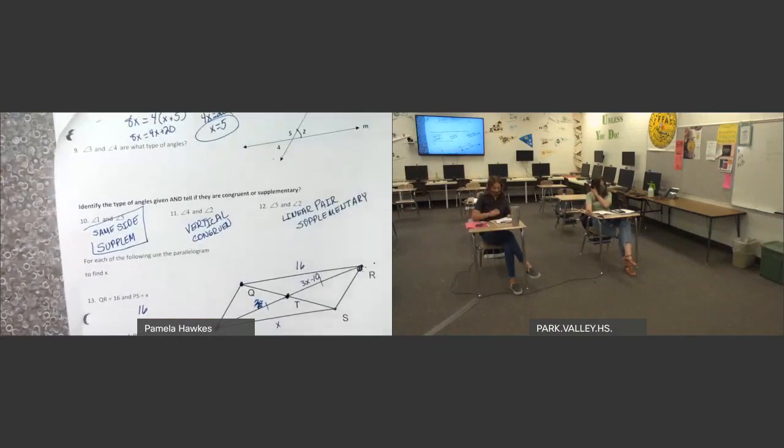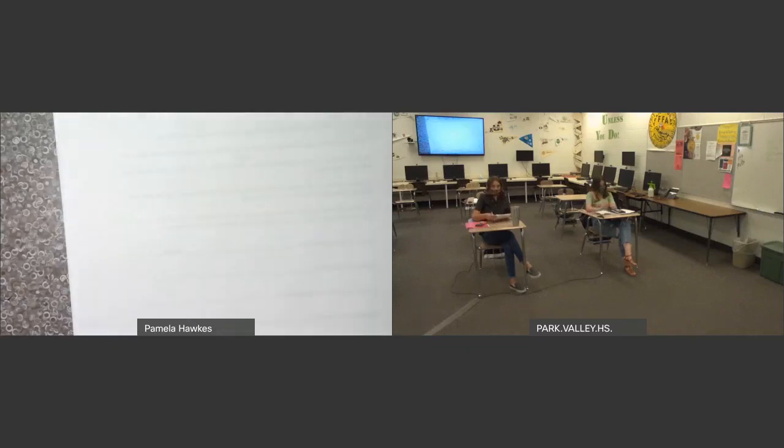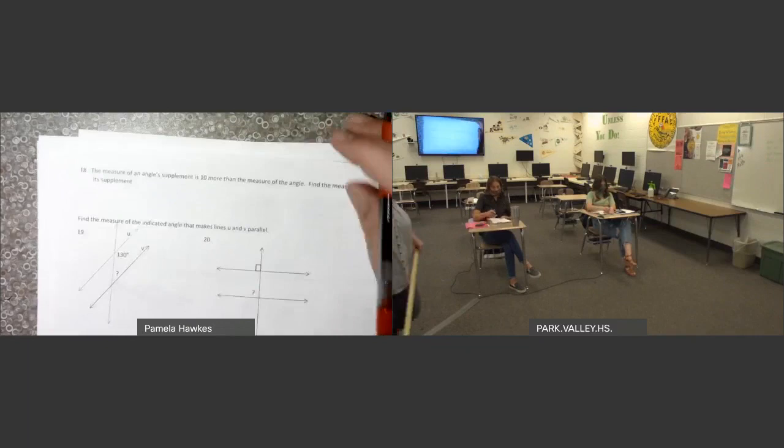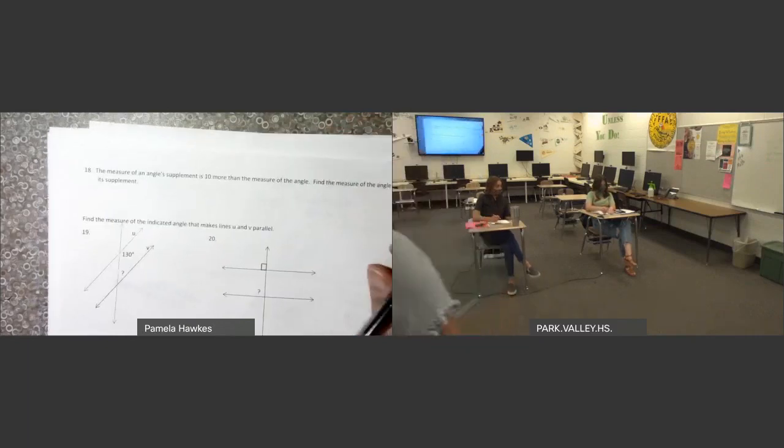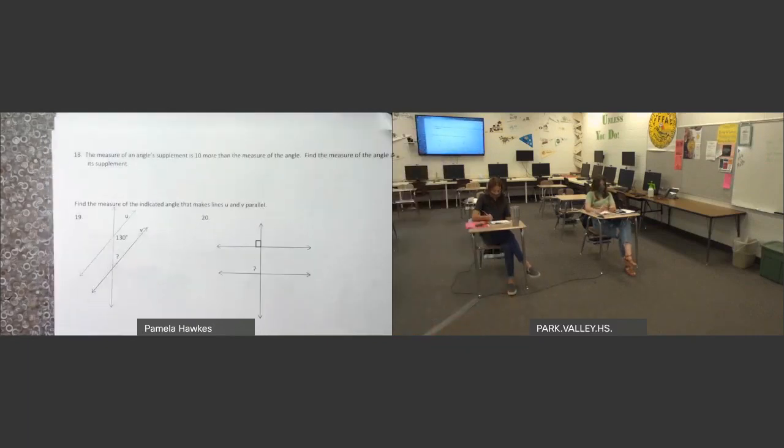Turn the page. Look, we got some more over here. Okay, look at this one. The measure of an angle supplement is 10 more than the measure of the angle. That's really weird. What am I going to draw a picture of?